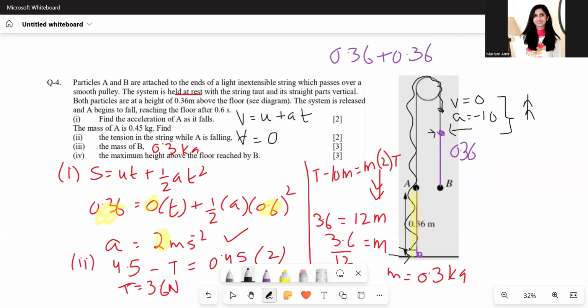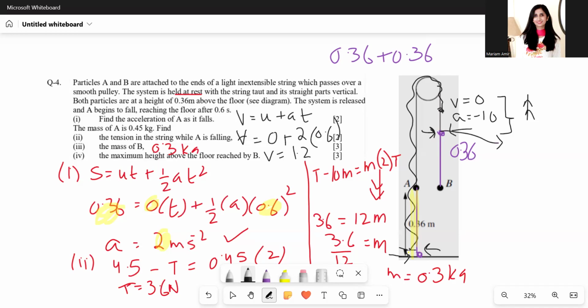U was 0, A is 2, and time was 0.6. So V comes out to be 1.2. So this is going to be the V of A right before it hits the ground, and the V of B right before slackening takes place.